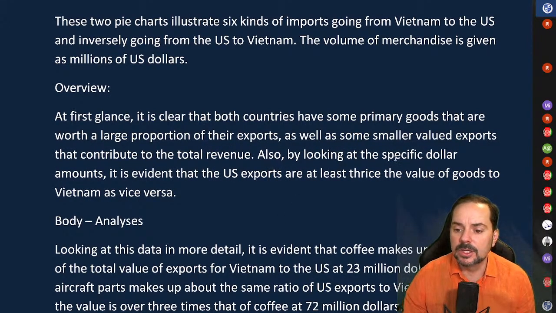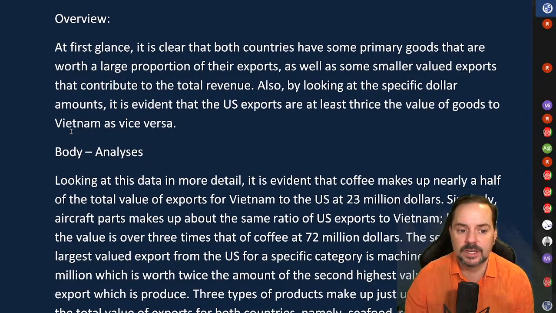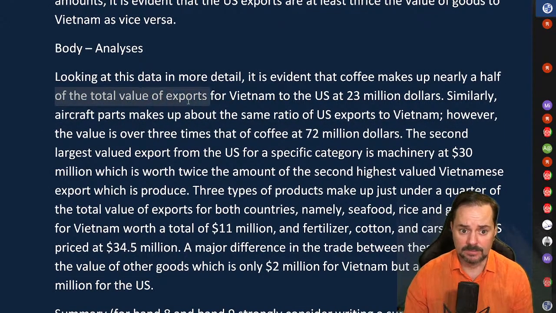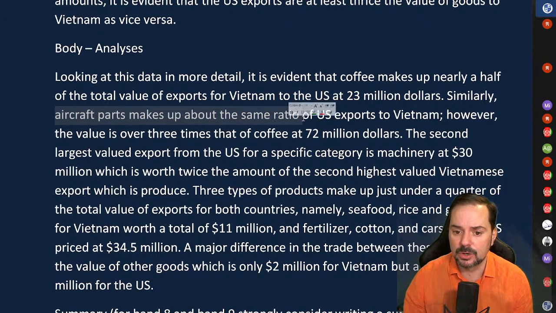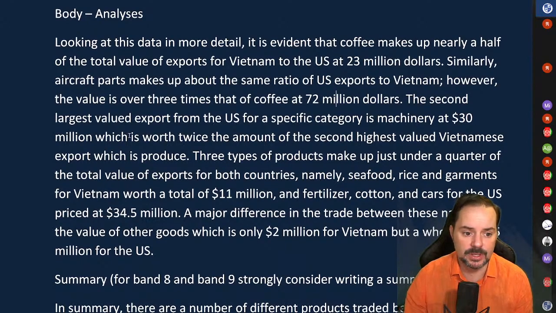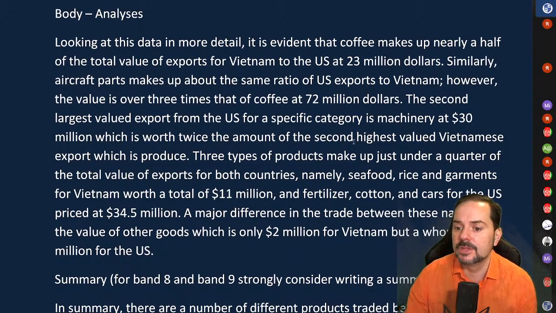Also, I would probably change value here, total worth or total revenue. Okay. Also, by looking at the specific dollar amounts, it is evident that the U.S. exports are at least thrice the value of goods to Vietnam, and as vice versa. Looking at this data in more detail, it is evident that coffee makes up nearly half of the total value of exports for Vietnam to the U.S. at $23 million. Similarly, aircraft parts makes up about the same ratio of U.S. exports to Vietnam. However, the value is over 3 times that of coffee at $72 million. The second largest value export from the U.S. for a specific category is machinery at $30 million, which is worth twice the amount of the second highest valued Vietnamese export, which is produce.